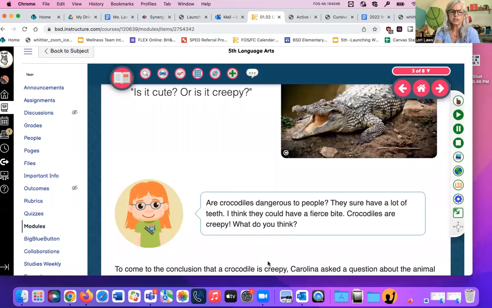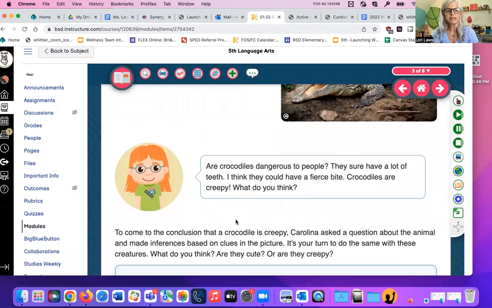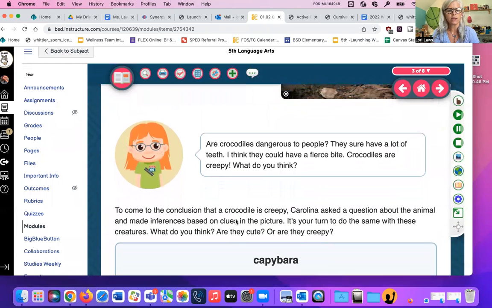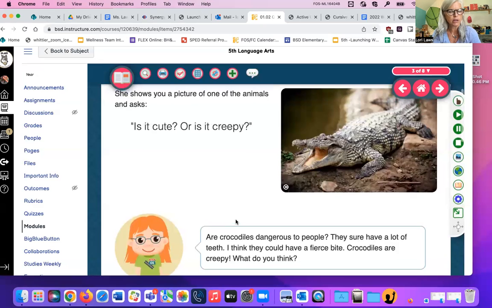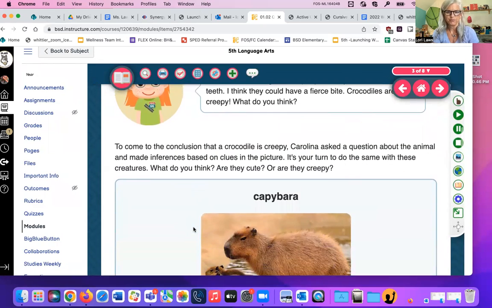And what Carolina is doing right now is coming to a conclusion. To come to the conclusion that a crocodile is creepy, Carolina asked a question about the animal and made inferences. You're going to need to learn that word inference, based on clues in the picture. It's your turn to do the same with these creatures. What do you think? Are they cute or are they creepy? And I disagree with Carolina. I think he's very cute, but I wouldn't want to cuddle him.